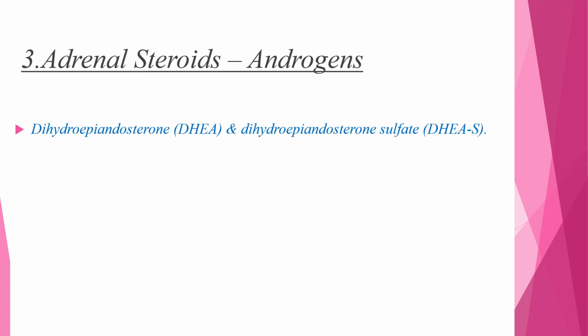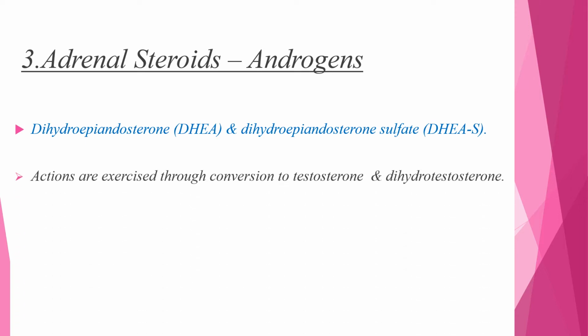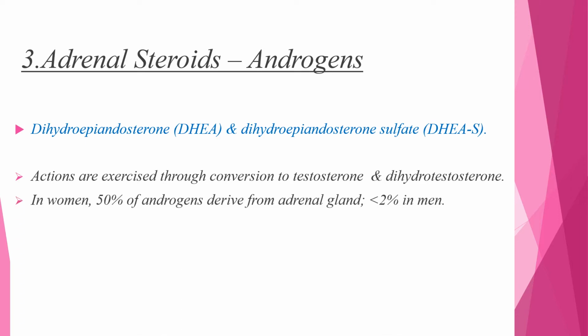The third adrenal steroid is androgen. There are two types, dehydroepiandrosterone and dehydroepiandrosterone sulfate. Their actions are exercised through conversion to testosterone and dihydrotestosterone. In women, 50% of androgens are derived from the adrenal glands, whereas in men, less than 2% of androgens are derived from the adrenal glands.